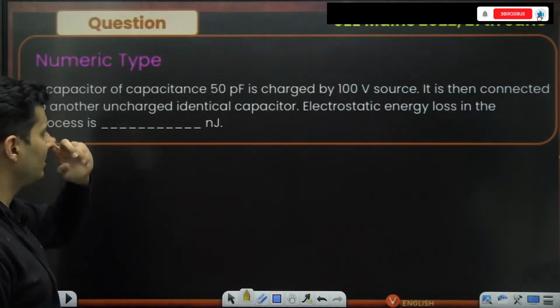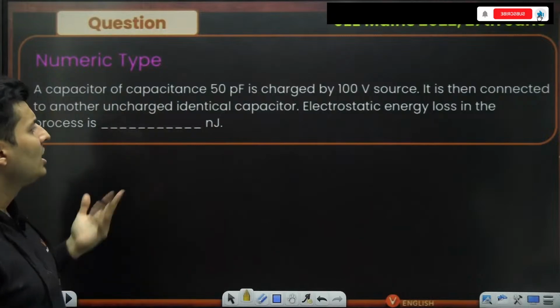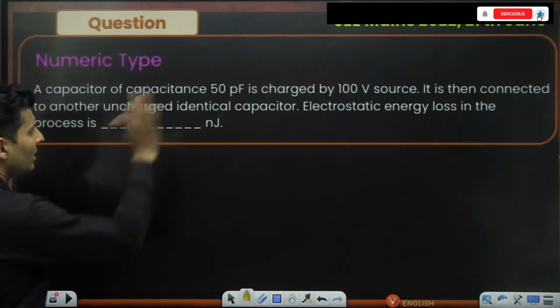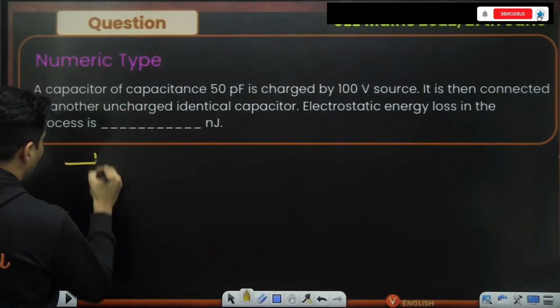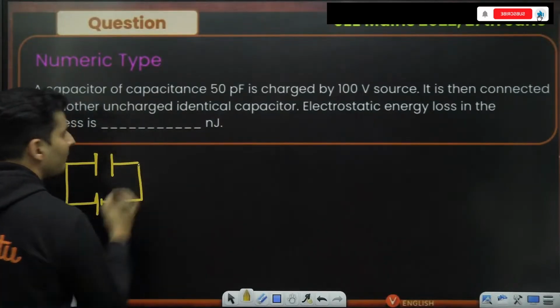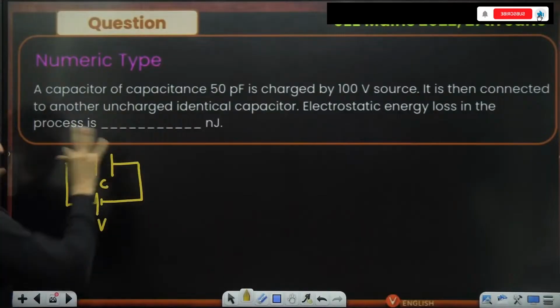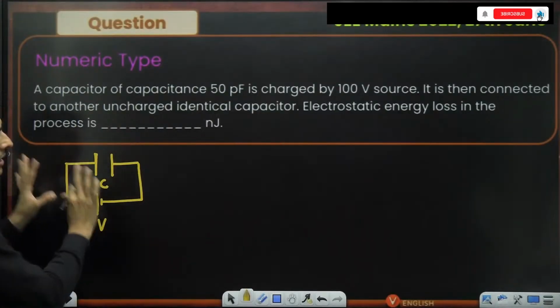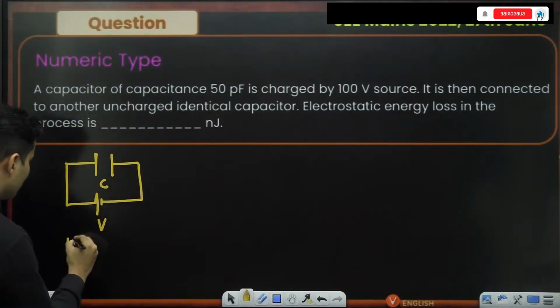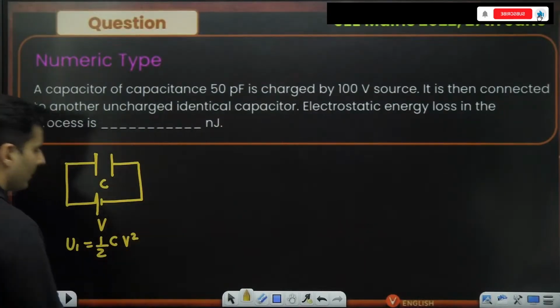A capacitor of some capacitance is charged by a 100 volt source. It is now connected to an uncharged identical capacitor. So what is the energy loss in this process? First of all, we have this capacitor connected to this battery. Let's say this is V and this is C. I'm not substituting any values right now. There will be some energy stored, so I'll call it U1, which is half CV square.